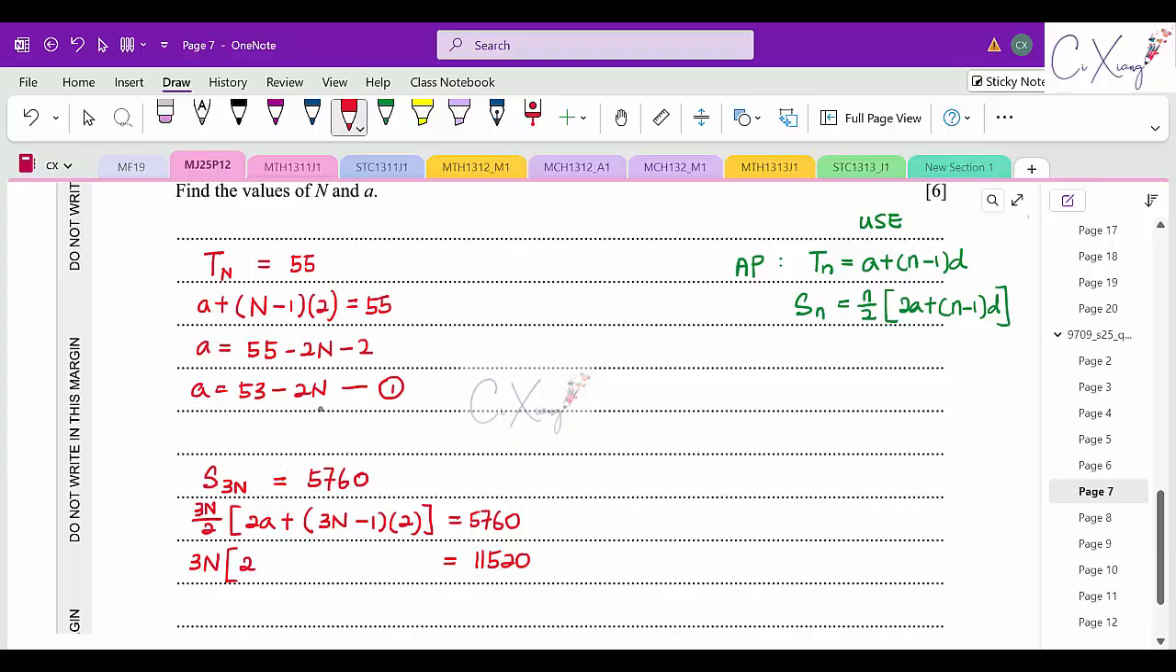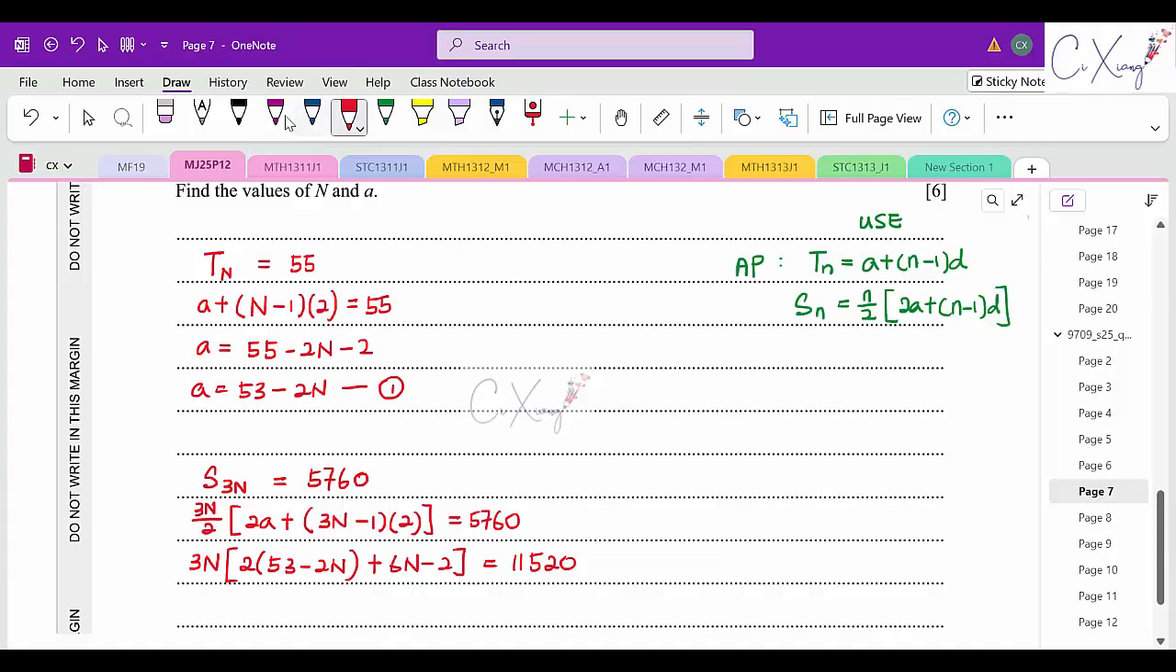So from here, you can see that I can substitute my first equation into the second part here now. So a is actually 53 minus 2n. Okay, so this is 2a. Then plus this. Maybe I put it wider first. Okay, so 2 times 3n, you are getting 6n minus 2. Then equals to 11520.